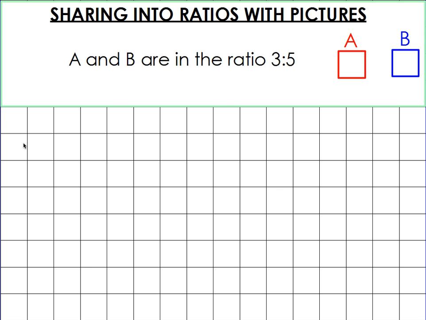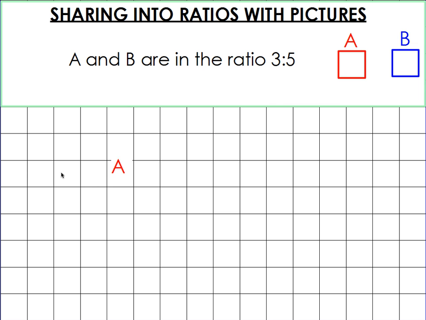What we're going to look at today is doing every ratio question we can think of, but with pictures. So here's our setup. We're going to start with A and B in the ratio 3 to 5, and no matter when you get a question like this, you're always going to try and draw it out with pictures. So let's start: A and B in the ratio 3 to 5.